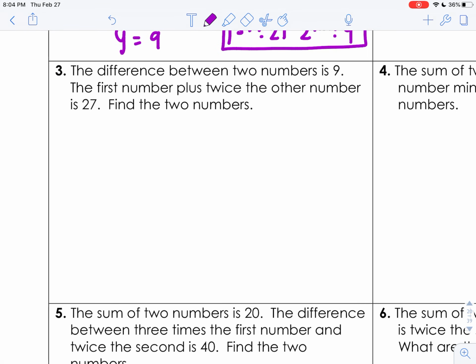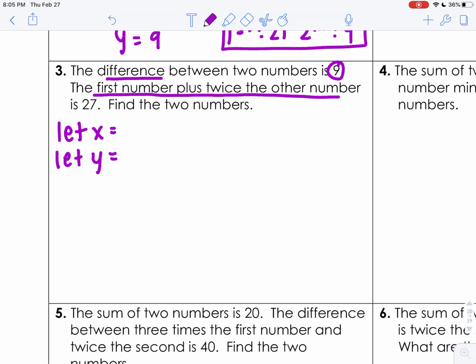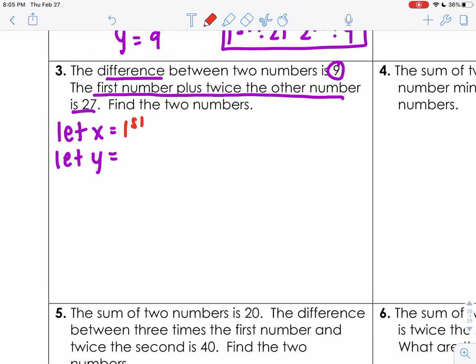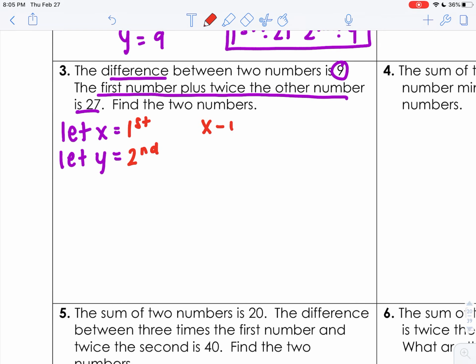So we'll say let x equals, and let y equals. So the difference between two numbers is 9. The first number plus twice the other number is 27. Find the two numbers. So again, we'll say let x equal the first number, and then let y equal the second number. So the difference between two numbers is 9. Okay, so that's the first one. The difference between these two numbers, so difference is subtraction, is 9.